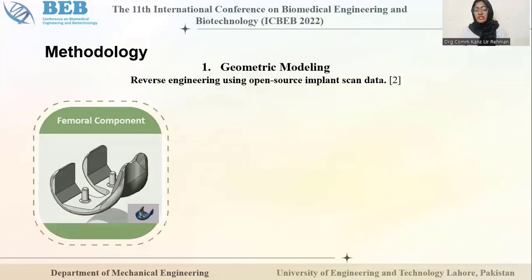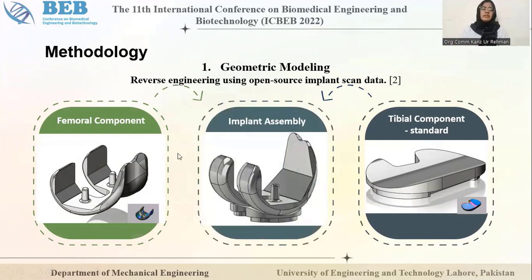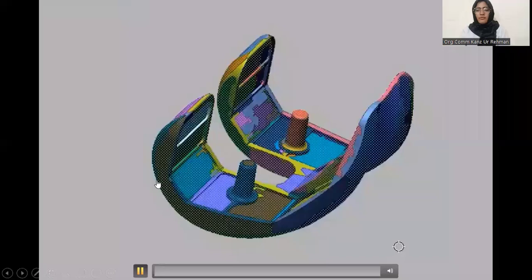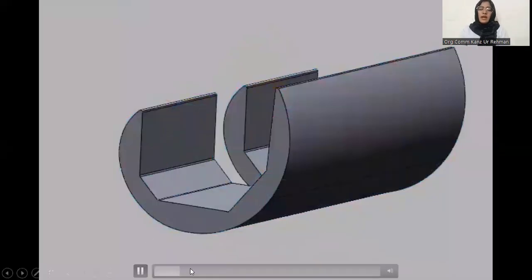So the methodology. To do this, first of all, we used the reverse geometric model. We reverse engineered the open source implant scan data. This was done separately for the femoral component and then for the tibial component. And then both of these models were assembled together in SolidWorks. So this is a small video of how our final design was made and how everything was done.